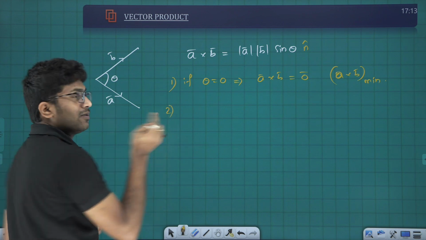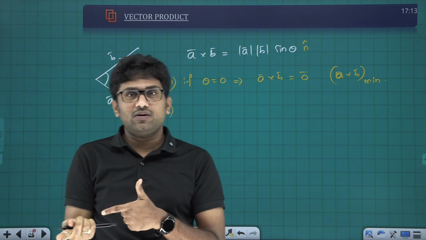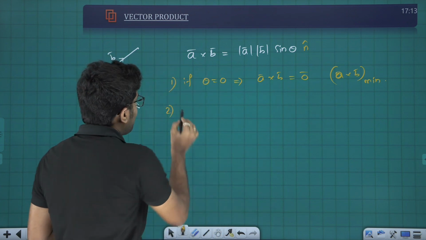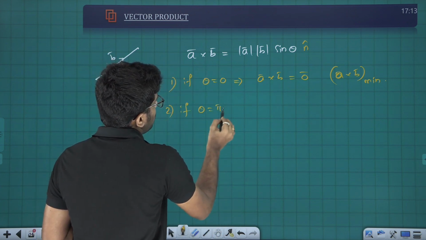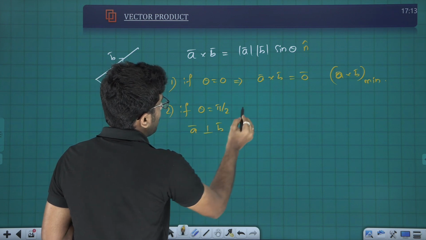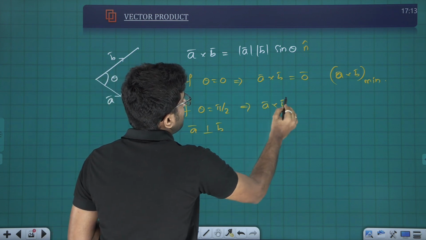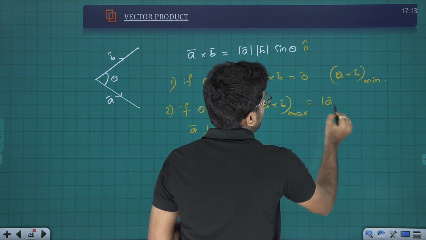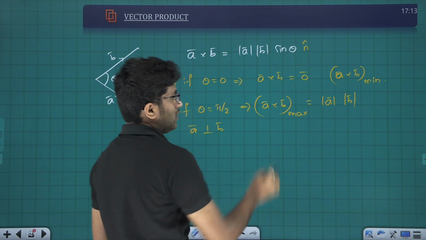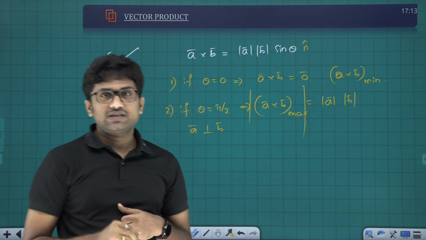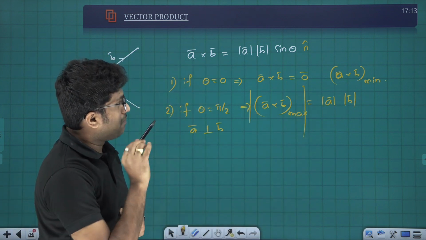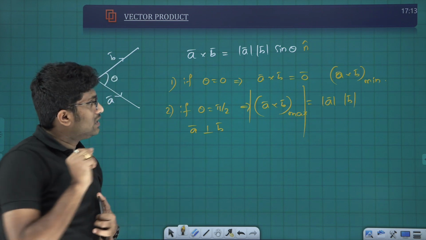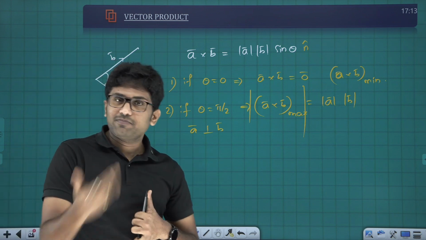Next, if they are collinear, that is, like vectors, unlike vectors or parallel vectors, then it will be minimum. If they are perpendicular, that is, if theta is equal to pi by 2, meaning vector A bar is perpendicular to B bar, then A bar cross B bar will be maximum, and that value is equal to mod A mod B. The modulus of A bar cross B bar will always be maximum when theta is equal to pi by 2. That is, if the given two vectors are perpendicular, then we write it as maximum.